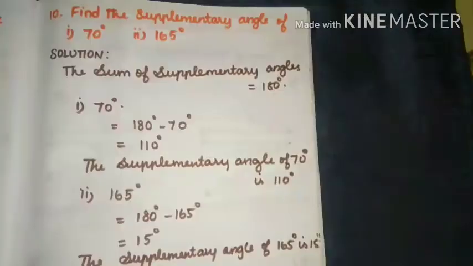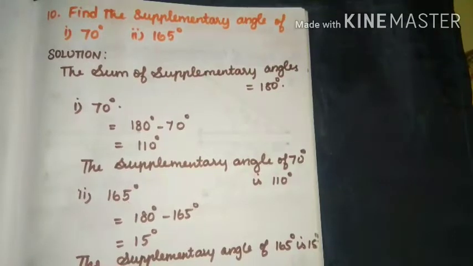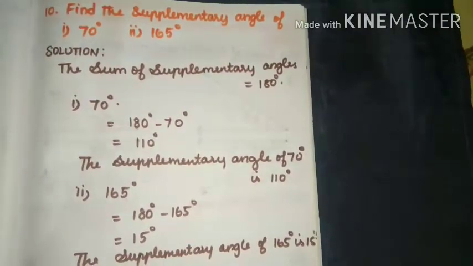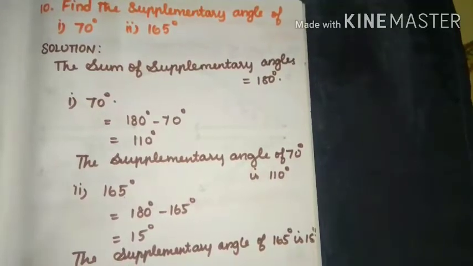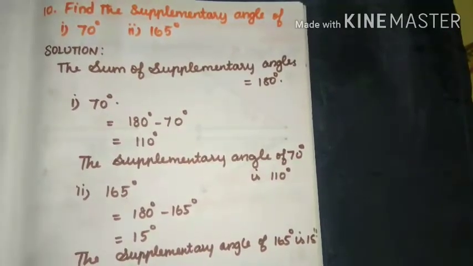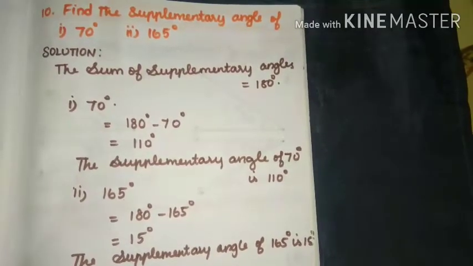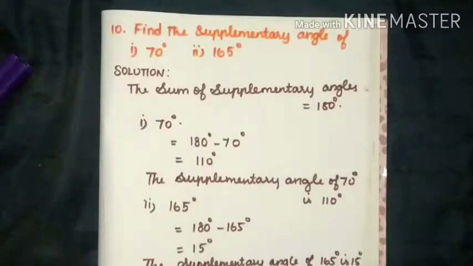Students, it's clear, no? If the question asks to find the complementary angle, it means you have to subtract the given angle from 90 degree. Or else, if you have to find the supplementary angle, it means you have to subtract the given angle from 180 degree.